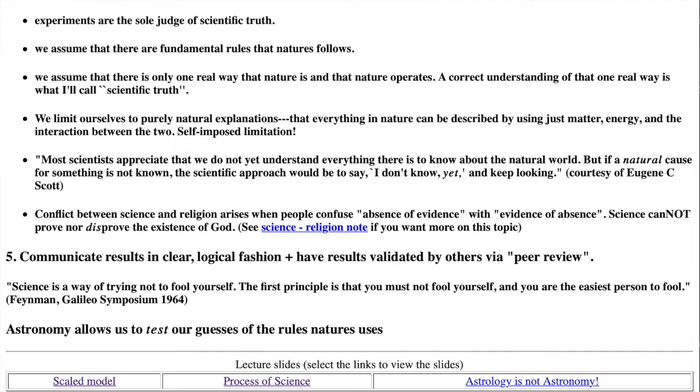The process or methodology of science restricts itself to natural causes. Scientists limit themselves to just matter, energy, and their interactions. This does not necessarily mean that scientists deny the existence of God or of things beyond the physical realm, because they understand the self-imposed limitation of the scientific method. Science can never prove the existence of God, nor can science ever disprove the existence of God.